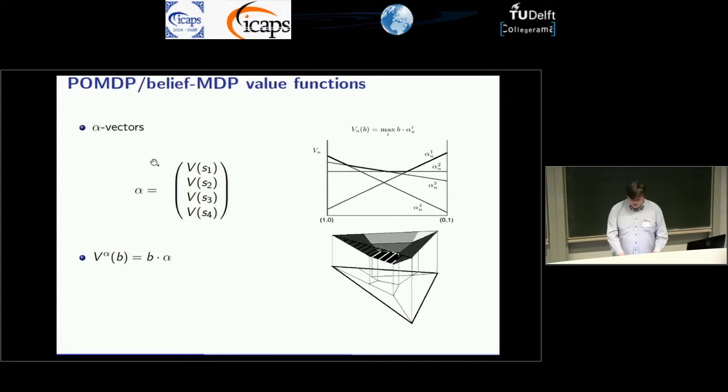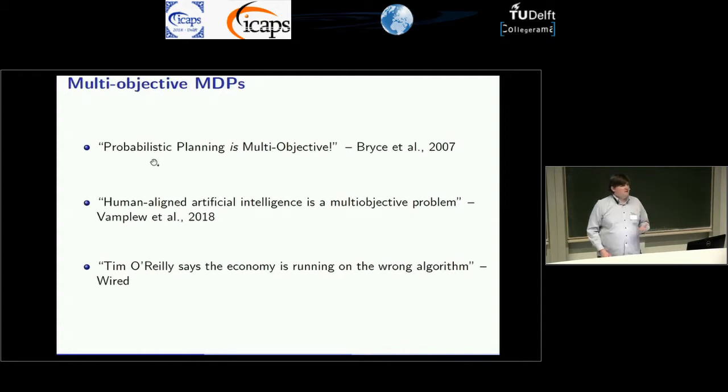You're probably slightly less familiar with multi-objective MDPs. However, this is a problem that has been gaining traction quite a bit over the past couple of years. It was already posed as a very important problem by Bryce in 2007, who argued that any type of probabilistic planning is in fact already multi-objective, as there's always some cost associated with the plan and there is a goal. Furthermore, this year an article came out in a philosophy journal that said that human-aligned artificial intelligence is a multi-objective problem in itself.